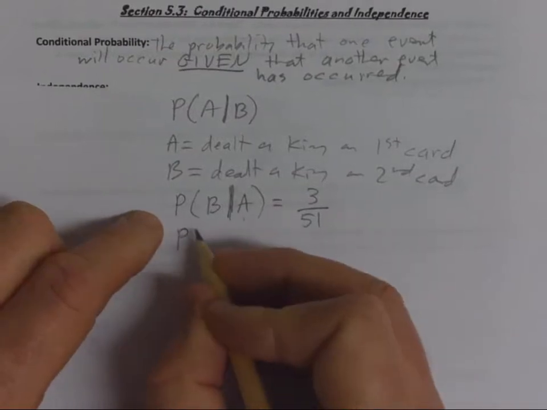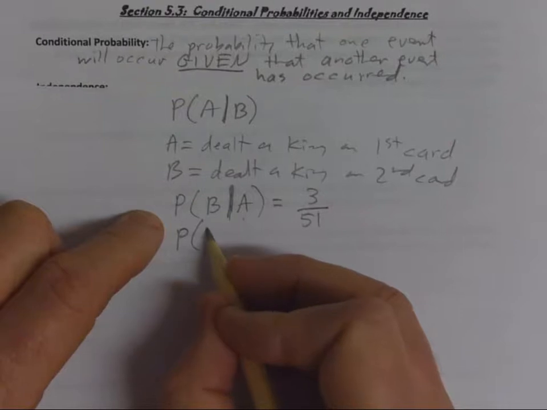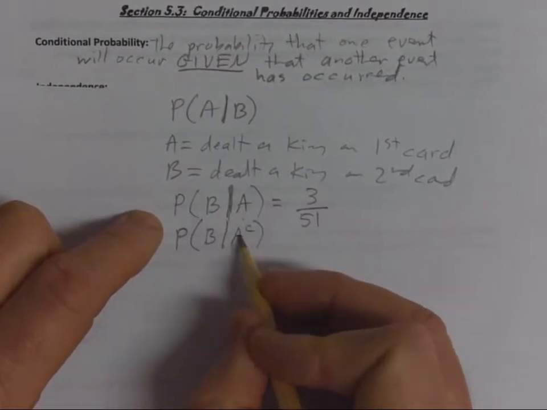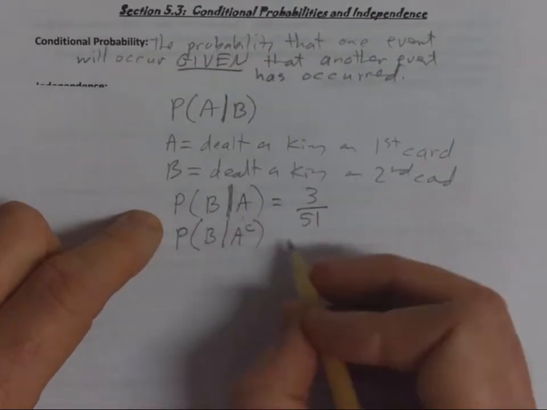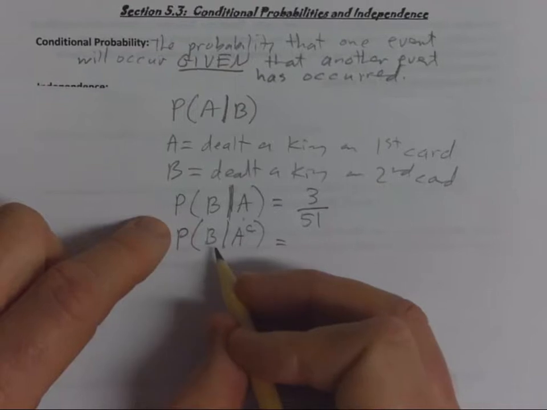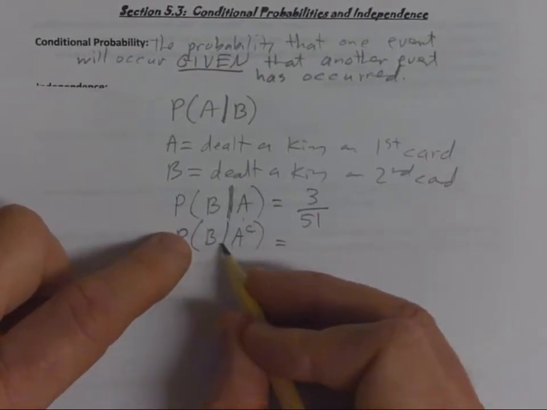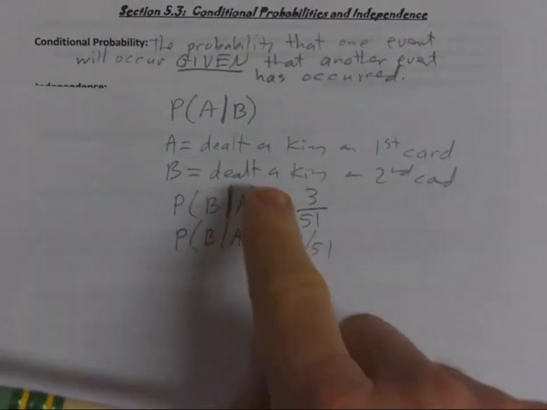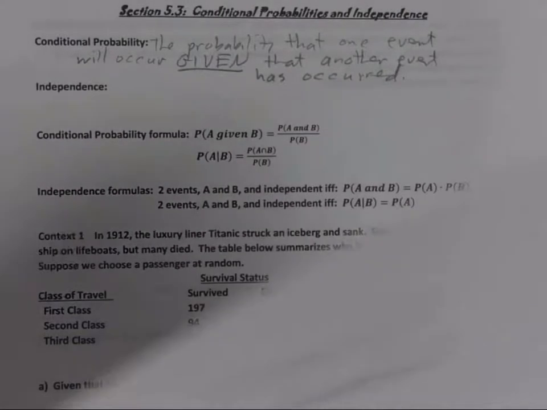Now, we may also say, what if you did not get dealt a king on the first card? That would be the probability of B given A complement, given A did not occur. So this is saying on the first card, you did not get dealt a king. And what's the probability that you're now going to get dealt a king on the second card? Well, there's still 4 kings left in the deck, so that would be 4 out of 51. So those are examples of conditional probabilities, the probability of one thing given another thing has occurred.